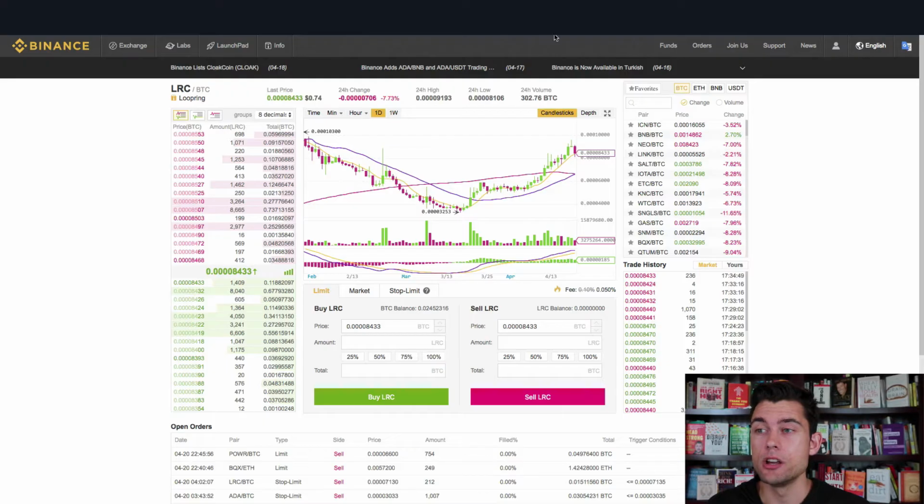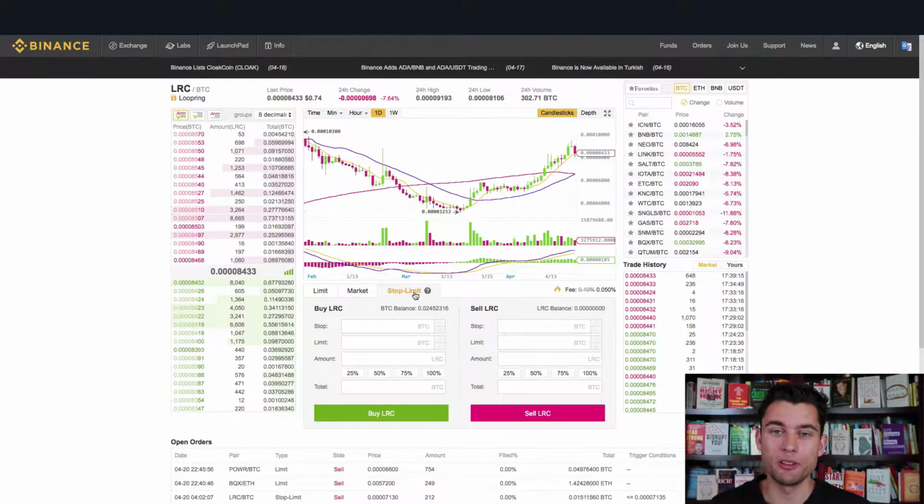So in Binance right here, what you could do is you can click stop limit, okay? And this is where you put your stop limit, also known as a stop loss. Here you have your stop, and here you have your limit, and here you have the amount of LRC or whatever coin you want that you want to put in. So before I actually put any numbers in here, I'll always go on either TradingView or Coinigy and do some technical analysis to see where the price is, where the price has been, where the support and resistance levels are, and things like that.